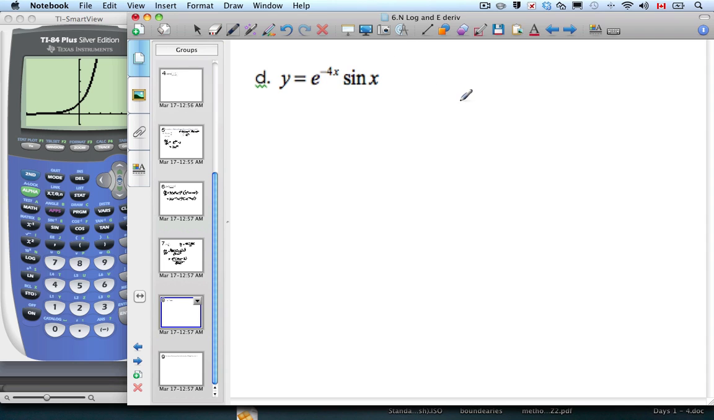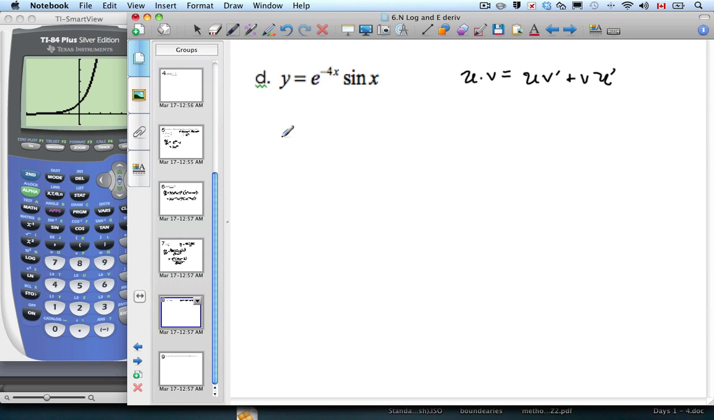Okay, next one. These aren't so bad. Now we have e to the negative 4x times sine x. That looks like a product rule to me. And some other stuff in there. There'll be a chain rule with that e to the negative 4x. So should I write it out? Sure. u times v. Do you do u v prime? It doesn't really matter, right? Because it's just adding.